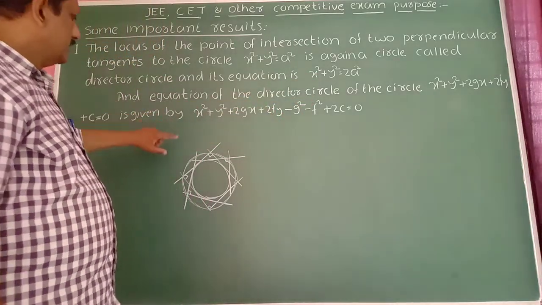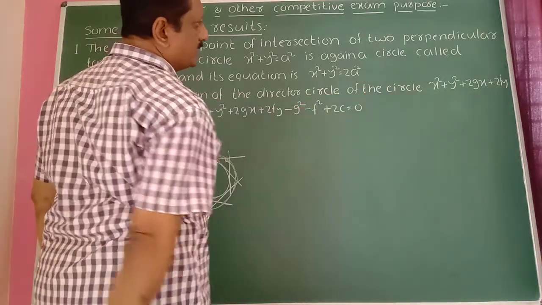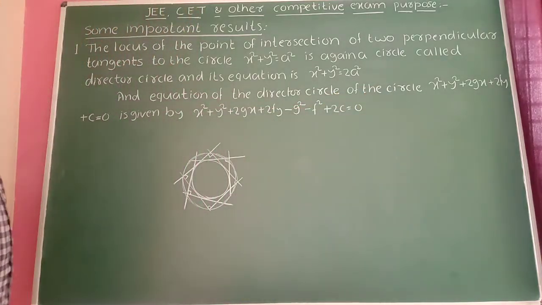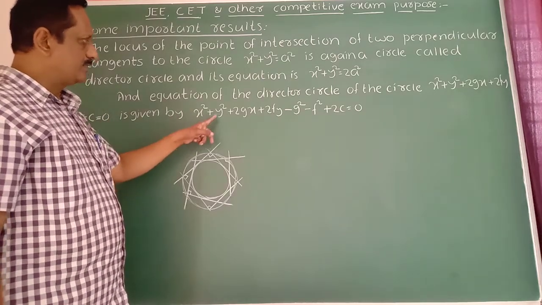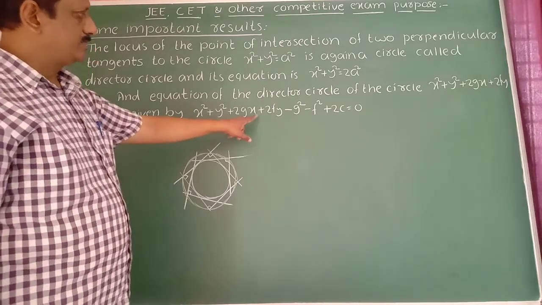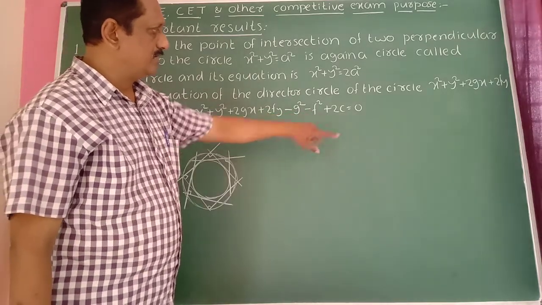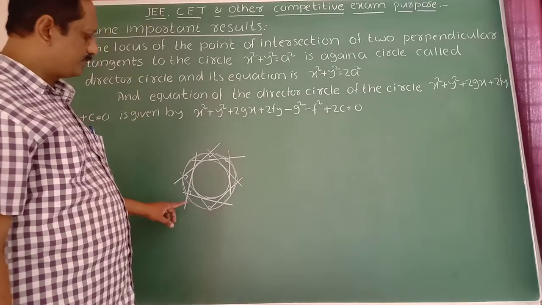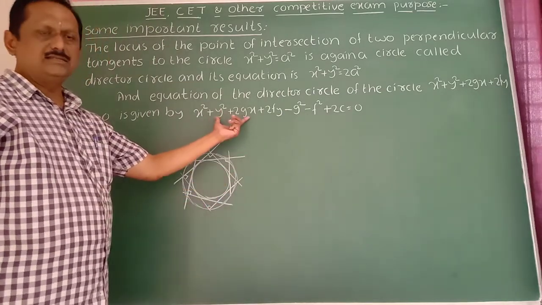Similarly, suppose equation of this circle is x square plus y square plus 2gx plus 2fy plus c is equal to 0. Then its director circle is x square plus y square plus 2gx plus 2fy minus g square minus f square plus 2c is equal to 0. Equation of this director circle is this here.